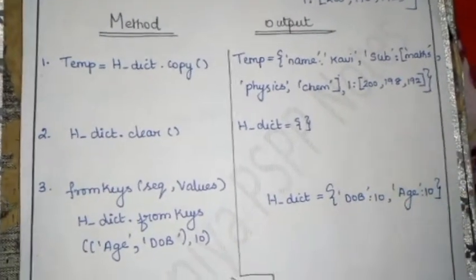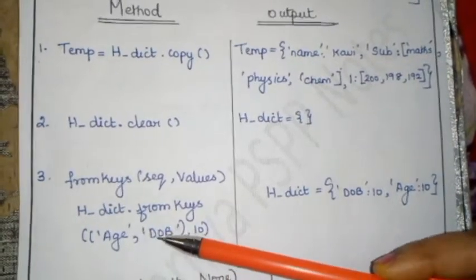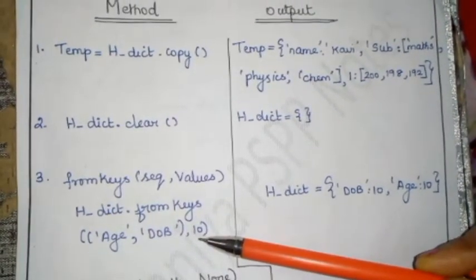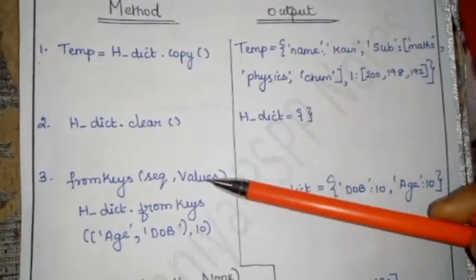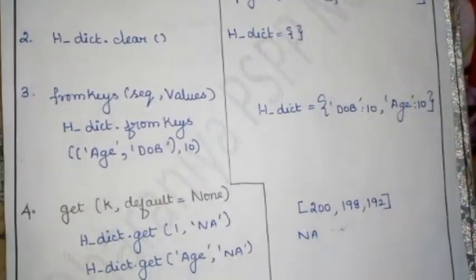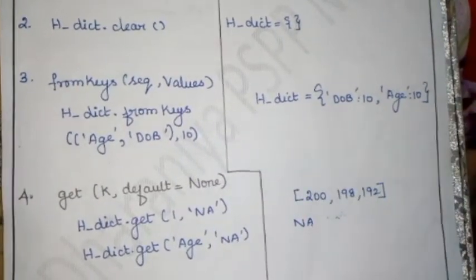Okay, and can you understand? Now I'm going to create two keys with this particular value 10. So this is the meaning for this method.